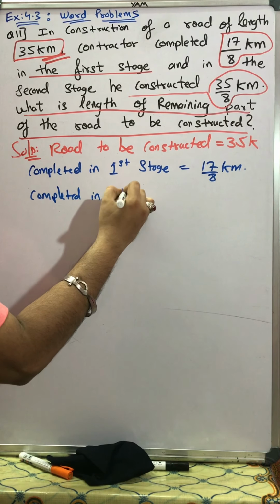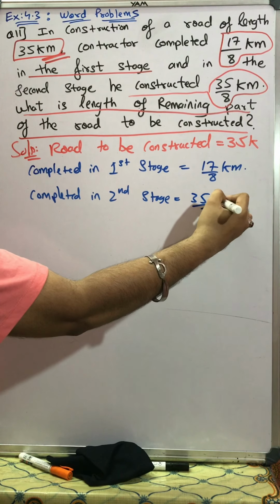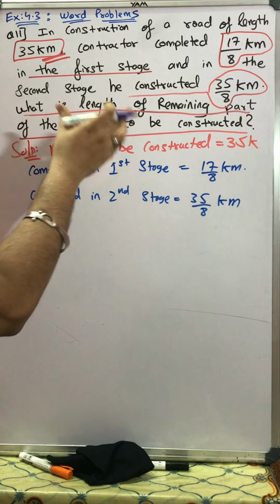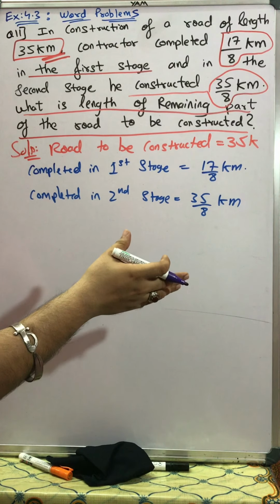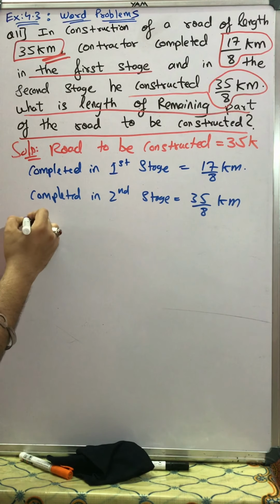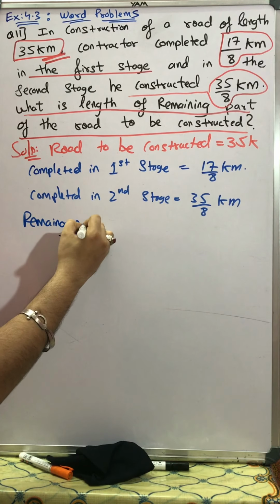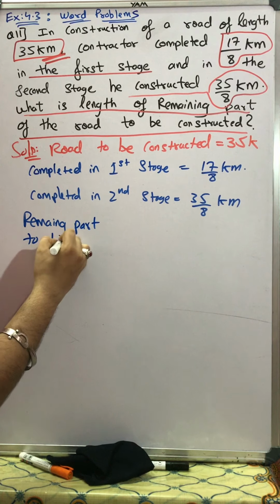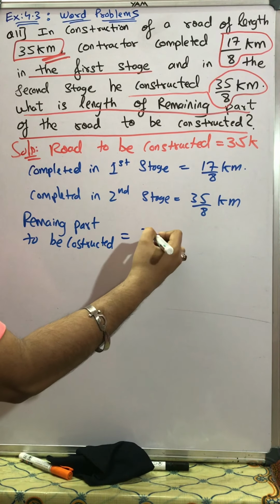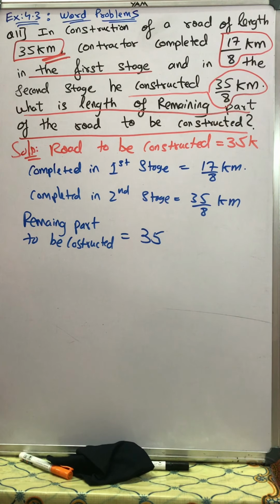Completed in second stage. How much? 35 upon 8 kilometers. What is asked? Find the remaining part of the road to be constructed so that we reach up till 35 kilometers. So we need to find the remaining part to be constructed. What is our aim? Our aim is to accomplish 35 kilometers.